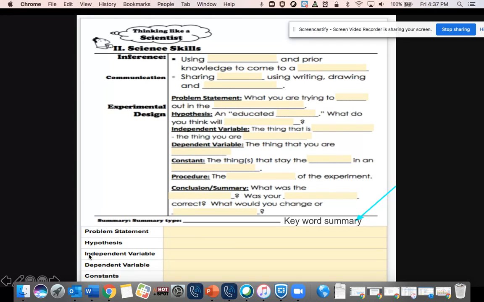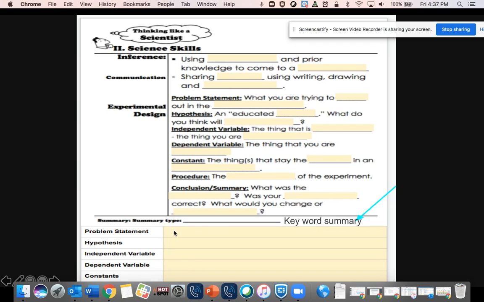All right, these last 3 are going to be really important, and we're going to talk a lot about them in the next 2 or 3 days. The independent variable is what you change. So what you change in an experiment. That's what I would put for that definition. The dependent variable is what you measure. So that's going to be different based on the experiment, but whatever you are measuring is the dependent variable. And then the constants are everything that stays the same. So constants stay the same.